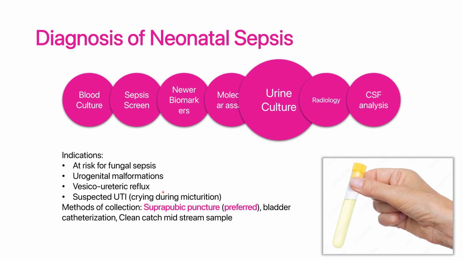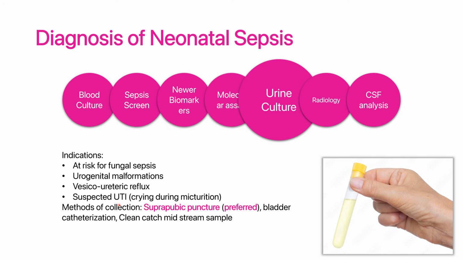Urine culture. When to send urine culture? There are definite indications of sending urine culture, but basically we can remember that whenever we are suspecting presence of urinary tract infection, we should send urine culture. So what are those conditions in which we suspect urinary tract infection? First is when the baby is at risk for fungal sepsis, for example an immunocompromised child. Second is presence of urogenital malformations like posterior urethral valve or ureterocele or any urogenital malformation like that. Third is presence of vesicoureteric reflux, which can be easily known by a point of care ultrasound machine.